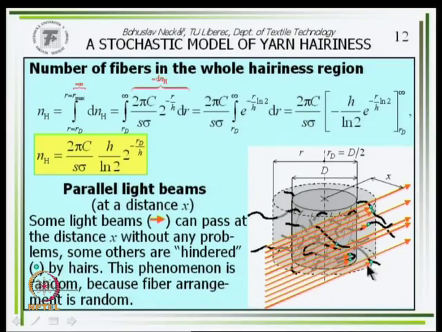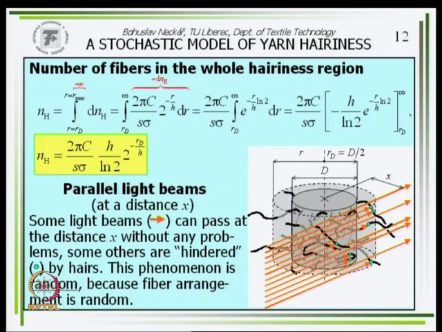So let's imagine a set of light beams, orange light beams in our picture, which are going beside our yarn at the distance x. Can you imagine it, yeah? There are light beams. Some of them, this light beam, this light beam, this light beam, can go beside the yarn without problems.